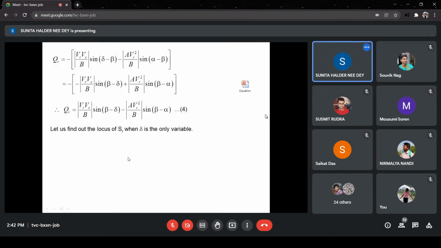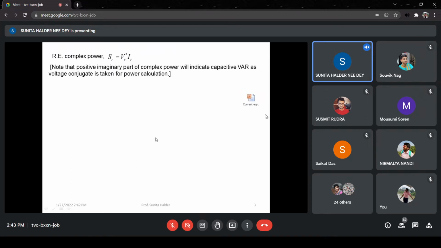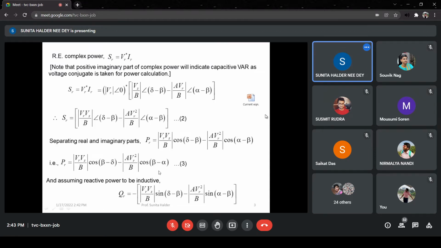So then if we want to find out the locus of SR with delta variable, then when we find out the locus of anything, we must omit the variable from the equation. Then we should omit the delta from this equation 4 as well as from equation 3. Then we can get the locus of receiving end complex power, because receiving end complex power is a function of both P and Q.